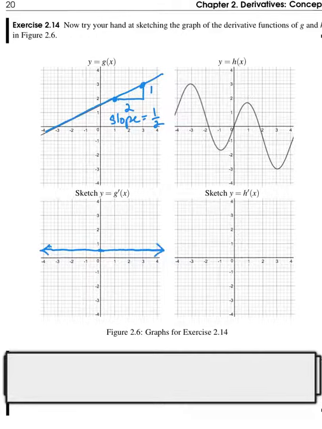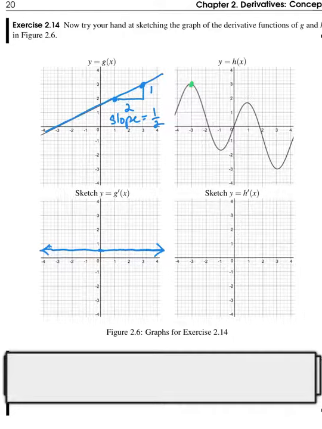So this is what my derivative function looks like for g prime of x. No matter what the x value is, the y value, which in this case is the slope, is equal to 1/2. Now on the function on the right, h of x, there's not a constant slope. This function's increasing, decreasing in many places.